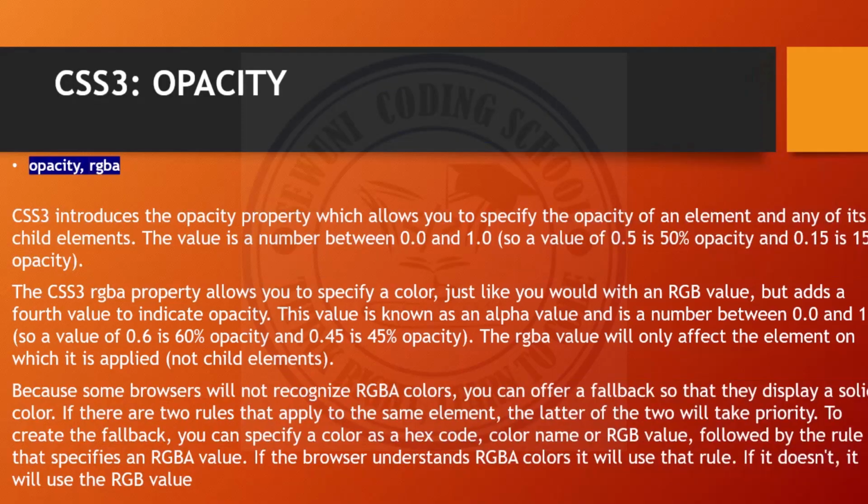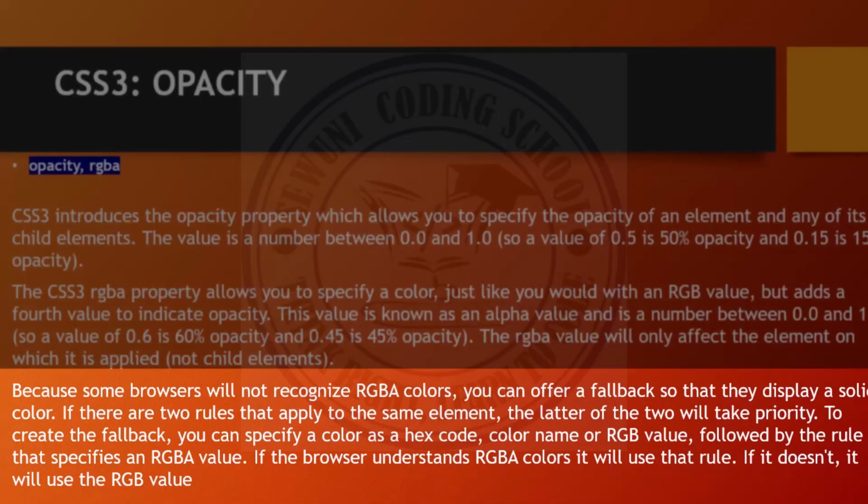Some browsers will not recognize RGBA colors. You can offer a fallback. That means in case you are using a browser that does not support RGBA, it should display a solid color instead of displaying it with the opacity. So there are rules that apply to the same element. You indicate that if this does not take the RGBA, it should take this color. You can specify it either in a hex code, using a color name, or using the RGB. So if the RGBA does not work, it should fall back on the RGB or the color name or the hex code.